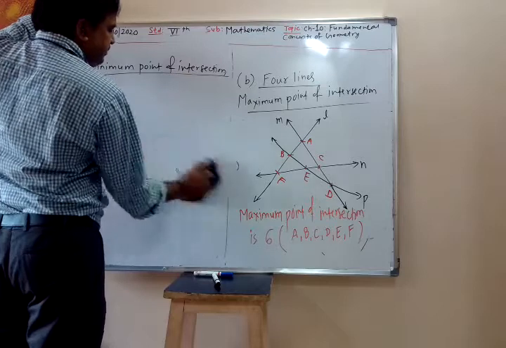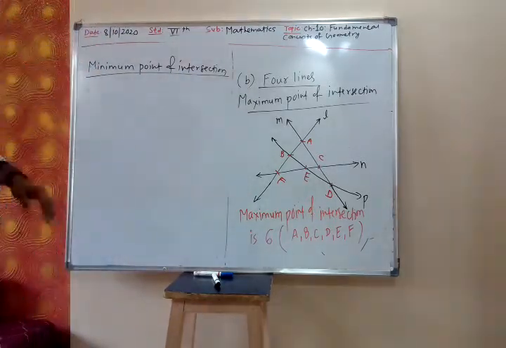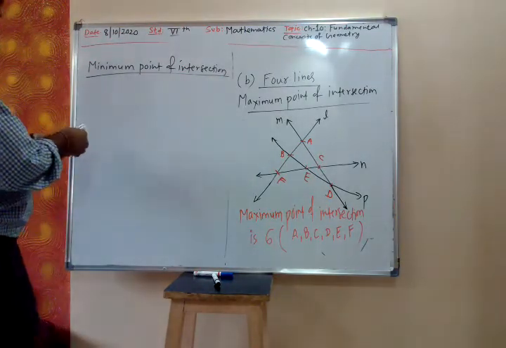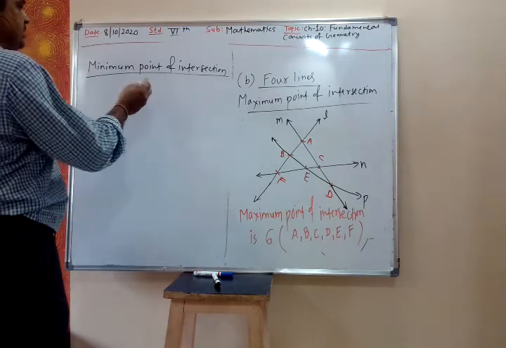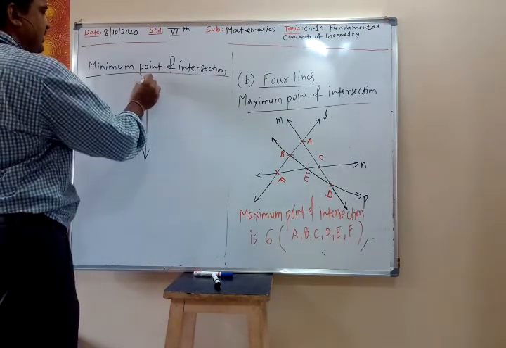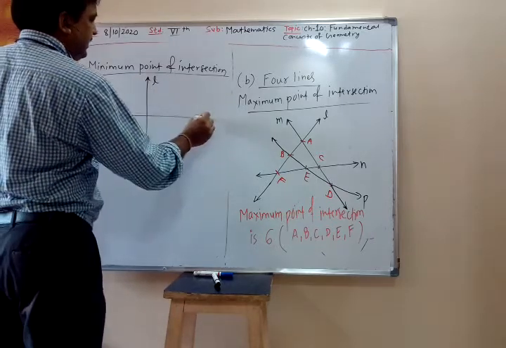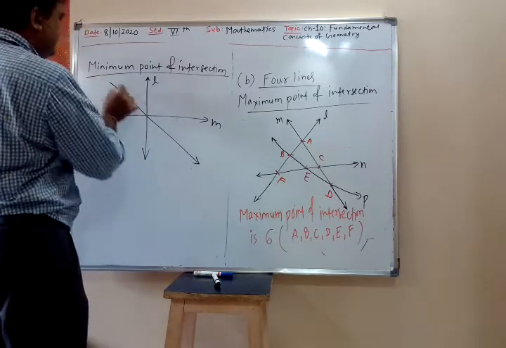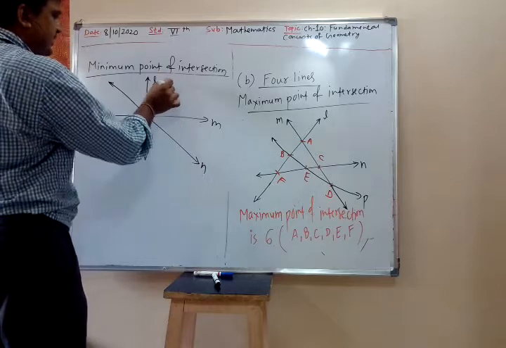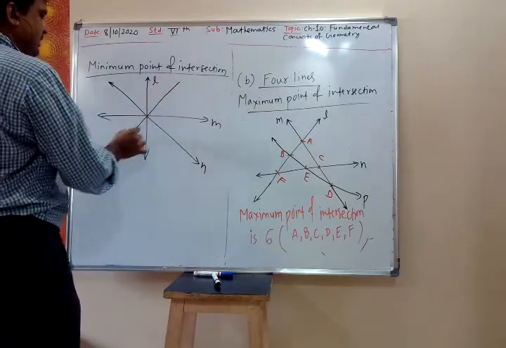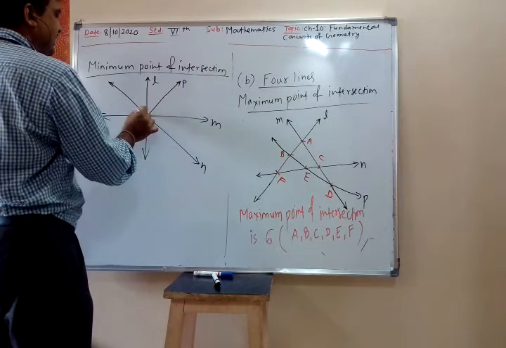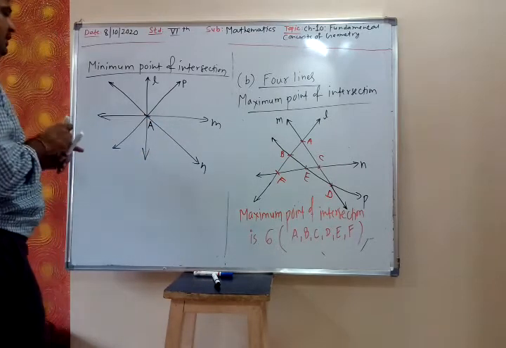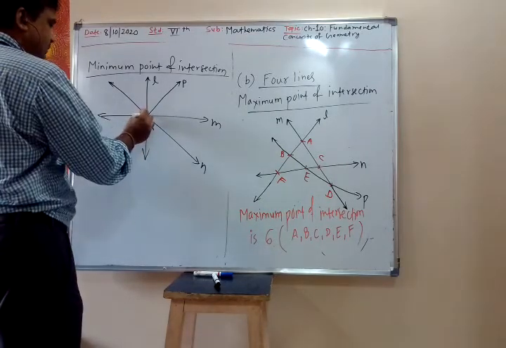Now we will solve for the minimum point of intersection. Let us draw the minimum point of intersection of 4 lines. This is my one line L. This is M. Draw this, LMN. Then this is my line P. Now 4 lines are there. They intersect each other at one common point. That common point is my point A.